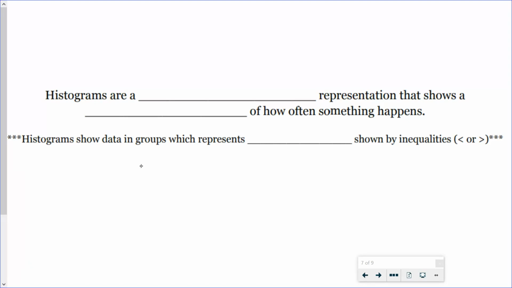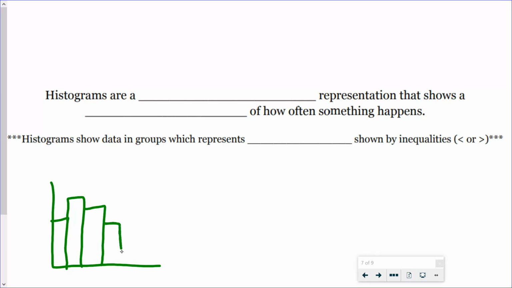Alrighty. Histograms are a type of graph that we're going to talk about here, and they look very, very similar to a bar graph, but there are some differences in how we count things and how we label things. A histogram looks like this. Again, similar to a bar graph, but histograms are a type of frequency representation, meaning that they show a count of how often something happens.